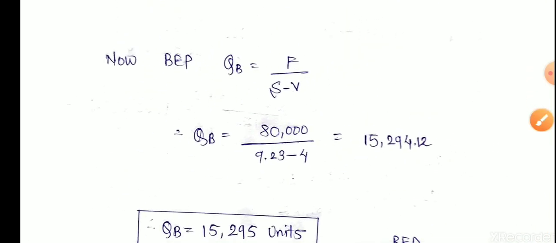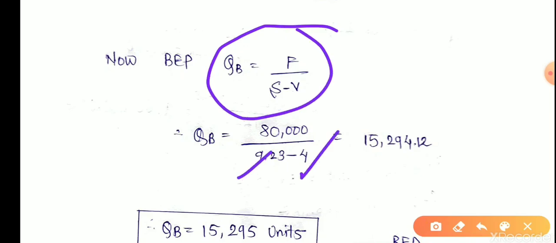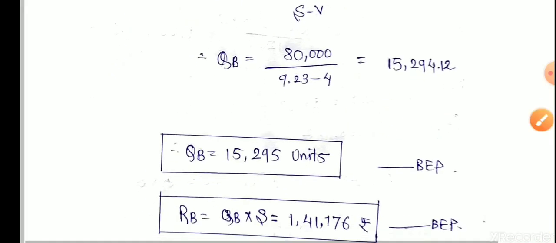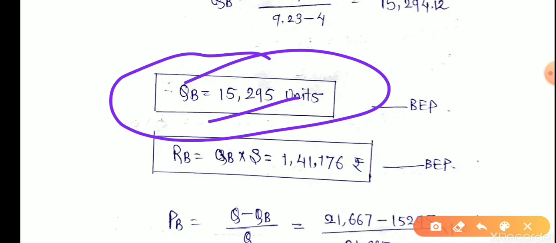Now break-even point. What is the break-even point? We all know the formula, F divided by S minus V. S is already calculated, V is already given, F is already given. Then Q is equal to 15,294 units, meaning after selling 15,295 units we have no profit, no loss. Our fixed cost is covered, and our variable cost on these units is covered, so this point has no profit, no loss.